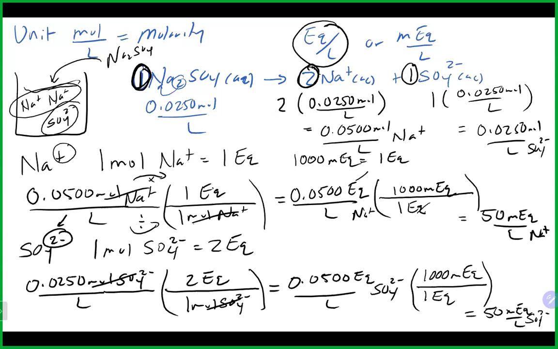You should always end up with the same equivalents per liter or milliequivalents per liter, because an ionic compound should always be balanced out to 0 in terms of its charge, and they should always end up the same. Any questions on that there? Why don't you just try one here?